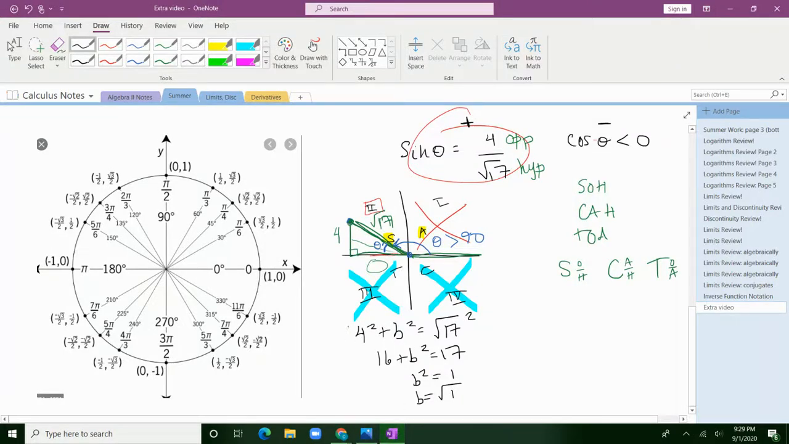All right, so I paused it just so you didn't have to go through the Pythagorean theorem work because that's pretty quick. A squared plus b squared is c squared. I found that b is the square root of 1, which is 1. So my adjacent side is 1.